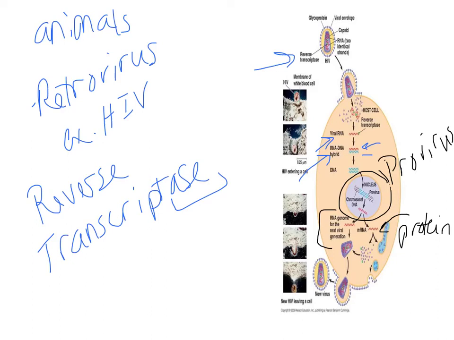So now these new viruses will assemble and lyse out and be able to go infect other cells. And the original host cell, it didn't die, but it is still infected because it still contains that viral DNA that is incorporated as a provirus into the host cell DNA.